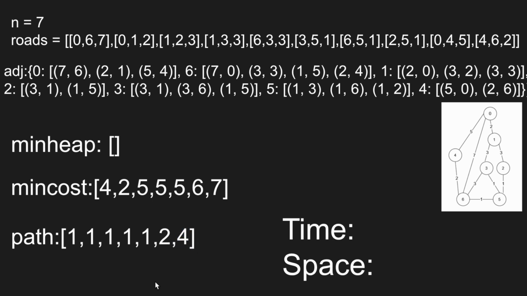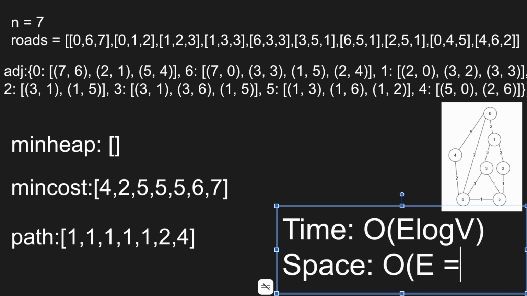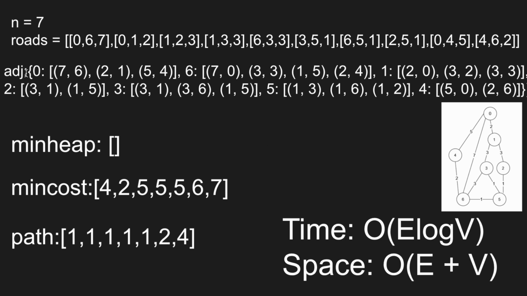So we will return 4, and the time complexity would be O of E log V, where E is the number of edges and V is the number of vertices or nodes, because that's the Dijkstra algorithm. And the space complexity would be O of E plus V, because the adjacency list will depend on the number of edges, and the min cost and path array will depend on the number of vertices or nodes.